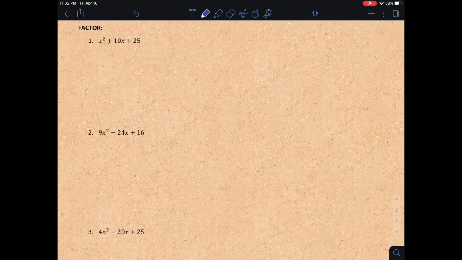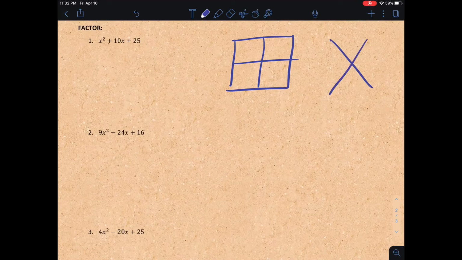The first method is the X box method. So you're creating an X box. I know the first box is x squared. The last box is 25. I know that my product is going to be 25, and my sum is going to be 10. What two numbers multiply to 25 and add up to 10? It would be 5 and 5. We would put 5x here and 5x here.